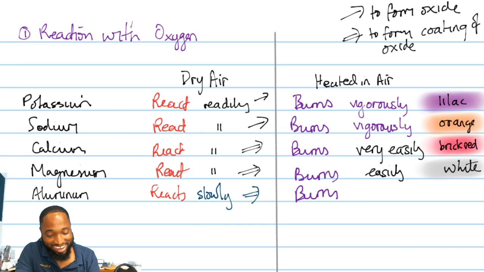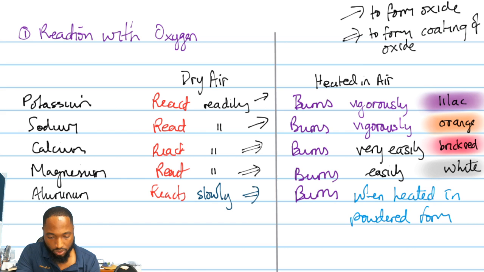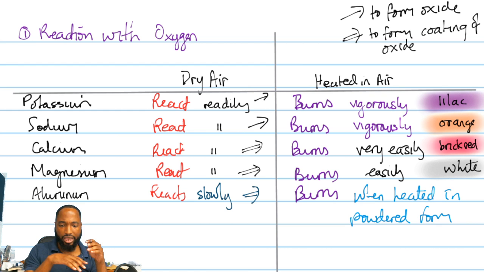So this one is burns. We need a special color for this. When heated in powdered form. Alright. So dry air, heated in air. React readily. First to react readily to form oxide. The rest of them react readily to form a coating of the oxide.